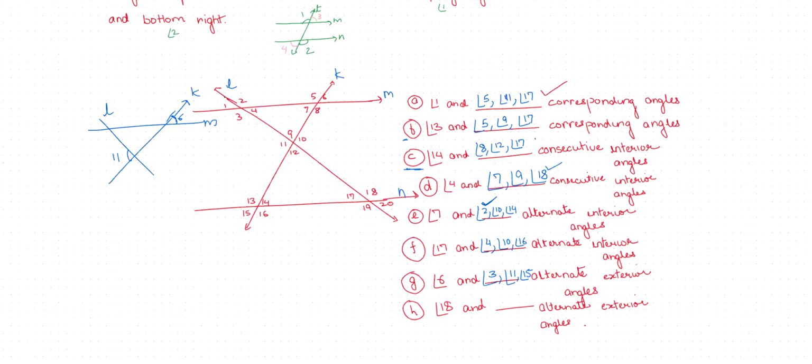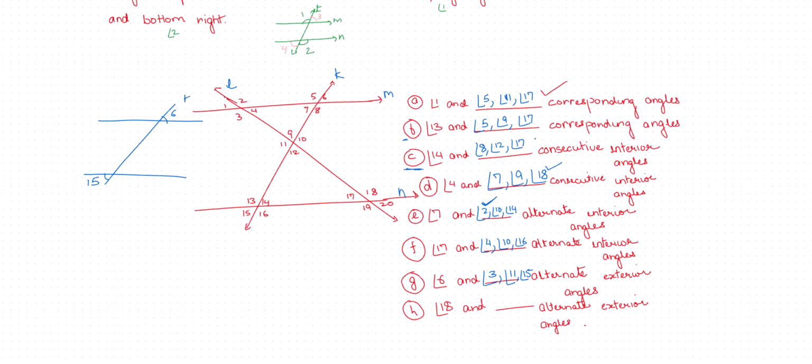In this case, we can see that 6 and 11 both are alternate exterior angles. The transversal here is K, which is cutting the two lines. So 6 and 11 are both alternate exterior angles. Here we can see that 6 and 15 are both alternate exterior angles, and the transversal in this case is K.